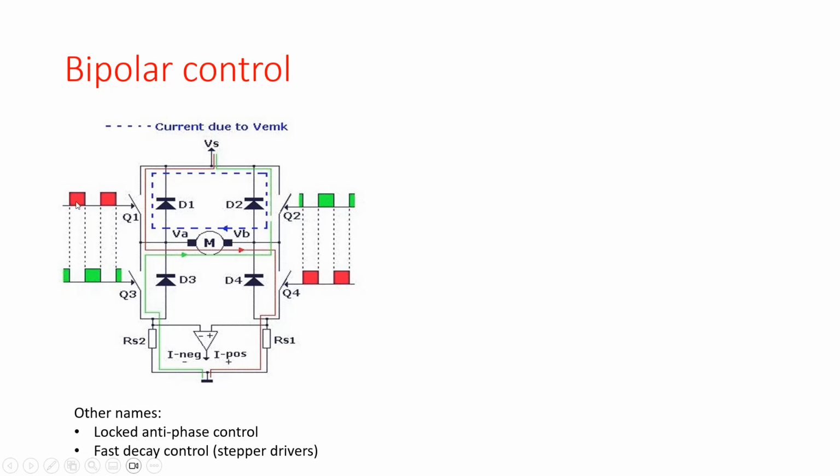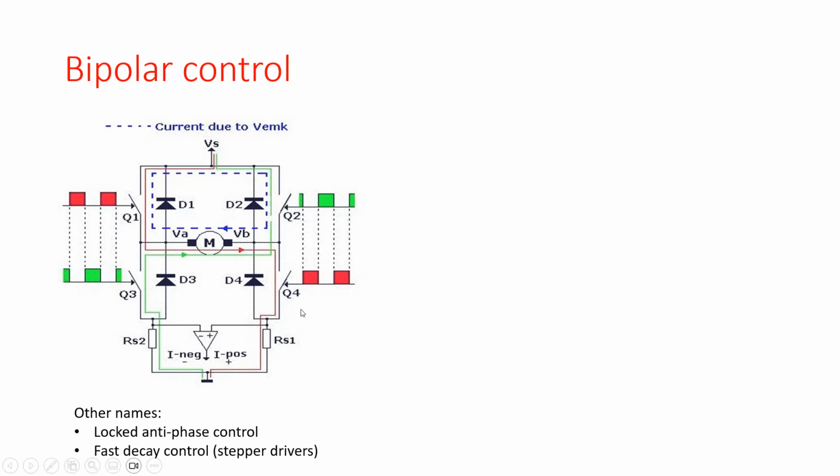We put the positive value of the PWM signal to Q1 and Q4, and the inverted PWM signal to Q2 and Q3. So now let's look at what happens during the positive part of the PWM cycle. In that case, Q1 is closed and Q4 is closed. So the current flows through Q1, through the motor, through Q4 to the ground.